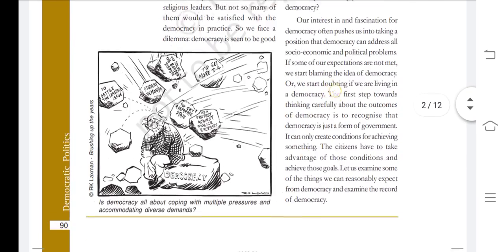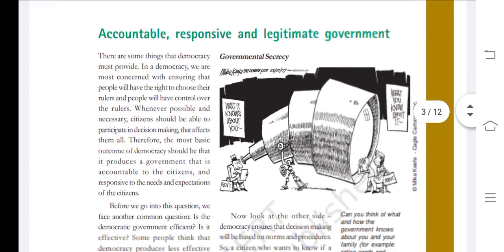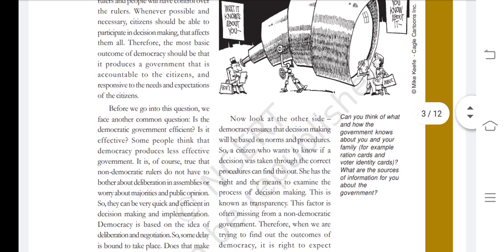So this was assessing democracy's outcomes. Now we have accountable, responsible, and legitimate government. What do you mean by accountable government? One by one, we are going to discuss these topics. When can we say that a democracy is accountable? If we are talking about accountability, then in a democracy we are most concerned with ensuring that people have the right to choose the rulers and people have control over the rulers.